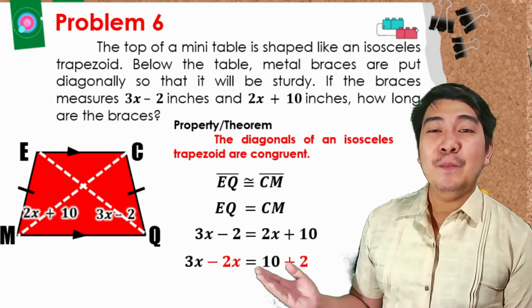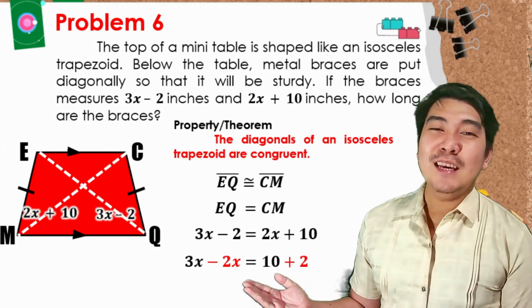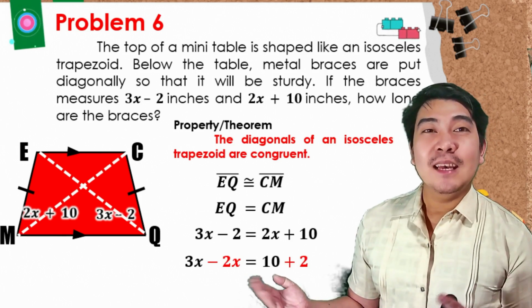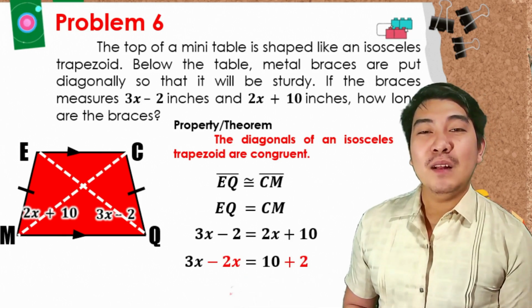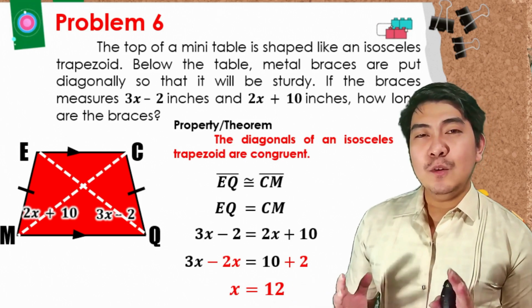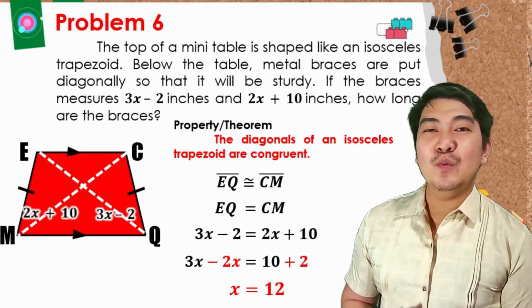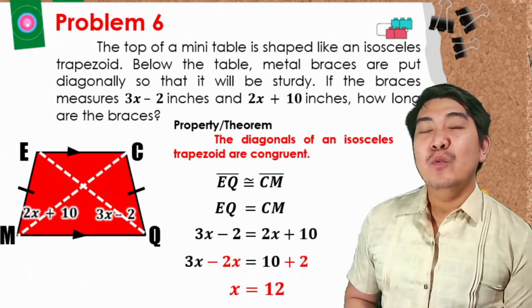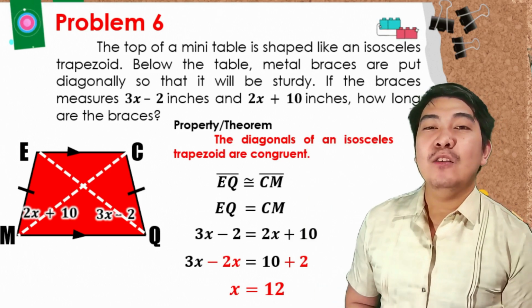We now have 3x minus 2x is equal to 10 plus 2. 3x minus 2x is x. 10 plus 2 is 12. That is why we have x is equal to 12. This will not be the end of our solution since we are asked to get how long are the braces. We need to get the length of each diagonal.